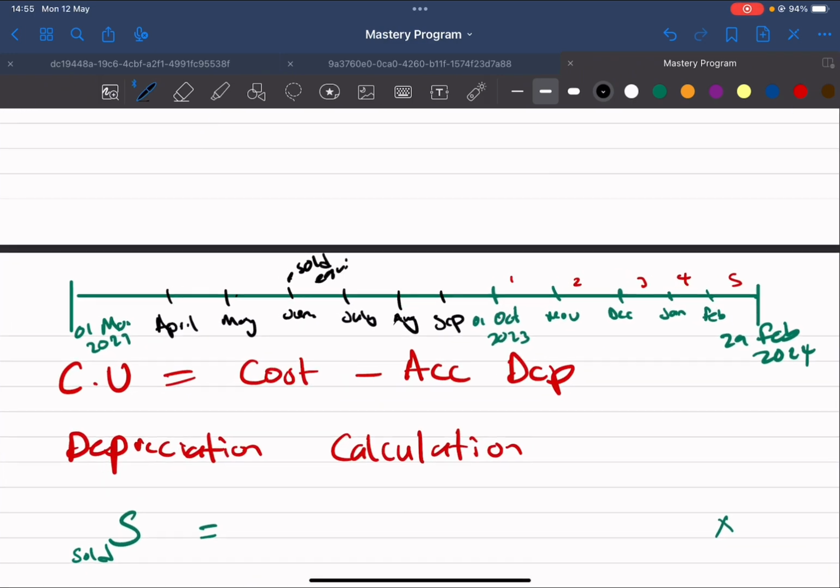Because remember, this is at the beginning of May, and this is the end of May. So they sold it here. This is where the equipment was sold. So it only stayed in the business for 1, 2, 3 months in the current financial year.